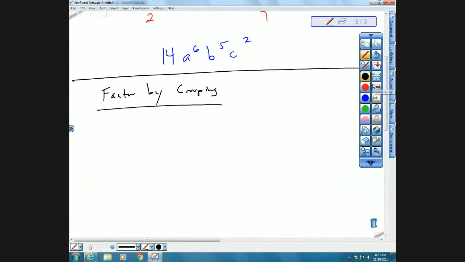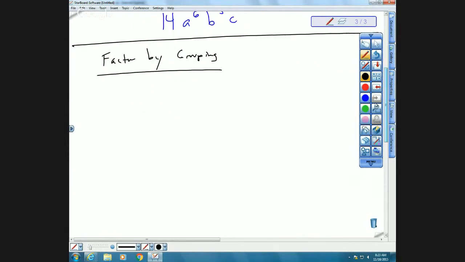Factor by grouping is exactly that. You're going to group them and then you're going to factor them. So factor by grouping is what you use when you have four different terms. So we're going to start with the last step and then kind of work backwards to it.